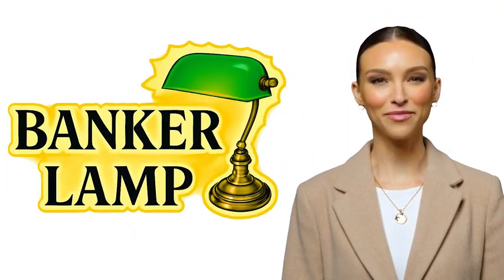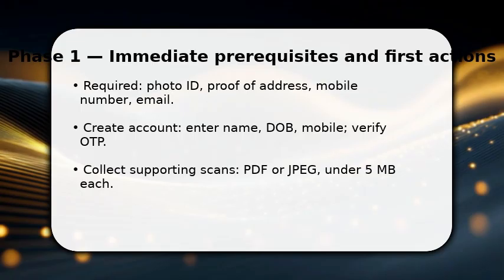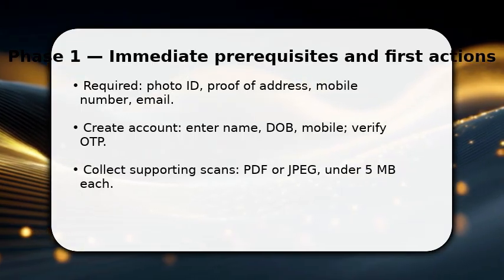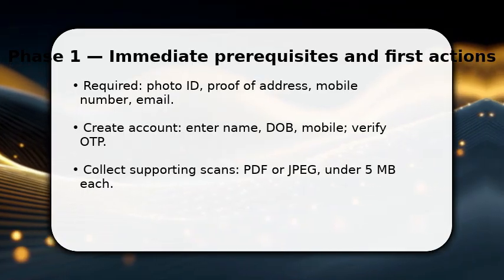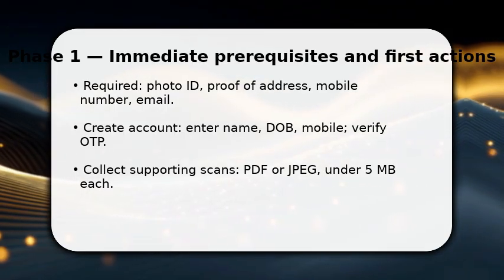Please enjoy the video. You begin by confirming prerequisites: a government photo ID, proof of address, an active mobile number, and email. Once you have those, open the Apar portal and choose New Application.